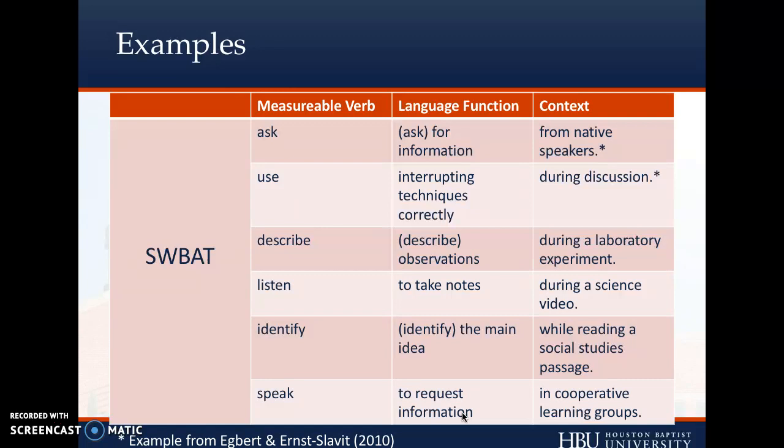Students will identify the main idea while reading a social studies passage. So the function would be identifying the main idea. The context in when or how is while reading a social studies passage. Students will speak to request information in cooperative learning groups. So again, requesting information, asking for information in a cooperative learning group.